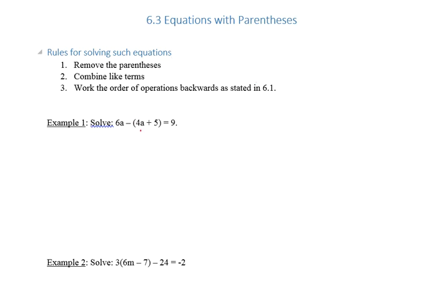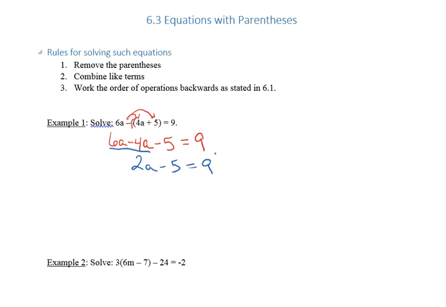So in example 1, we see one set of parentheses. There's nothing written in front of it except for the negative sign. There is an invisible 1 there, so to start, we're going to distribute the negative 1. So we still have the 6a, that doesn't change. Negative 1 times 4a is negative 4a. Negative 1 times 5 is negative 5, and that does equal 9. We'll do 6a minus 4a. Those are combining our like terms. 6a minus 4a is 2a. Brought down the negative 5 and the 9.